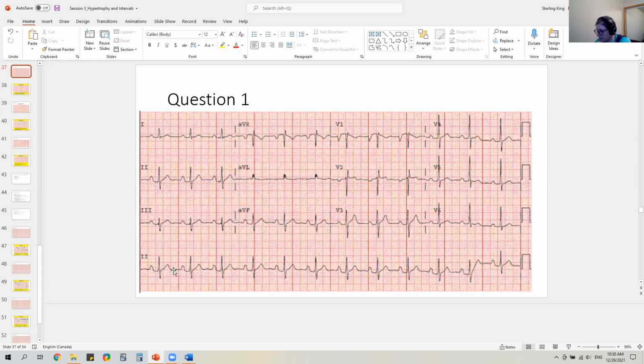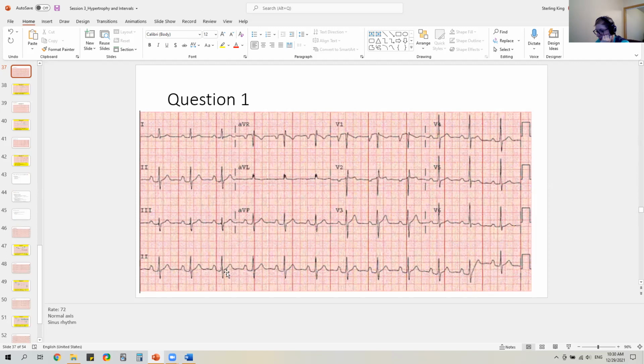Rate. Let's do the 10-second count. 1, 2, 3, 4, up to 12. So the rate is 12 times 6, so 72. Axis: this one's up, that one's up, so it's a normal axis. Rhythm: I see a P, QRS, T, P, QRS, T, P, P, P, P. Looks normal, looks like a sinus rhythm.